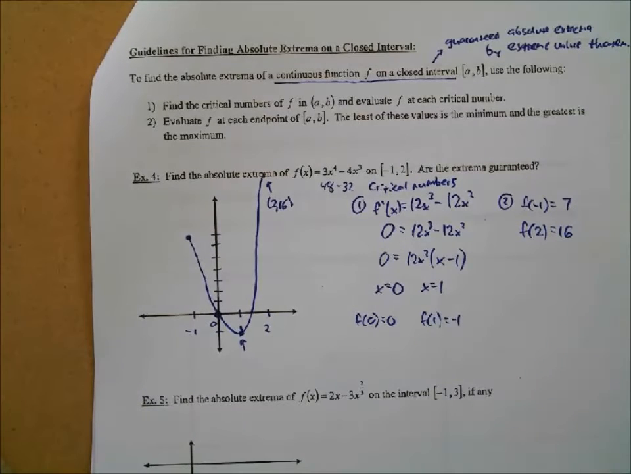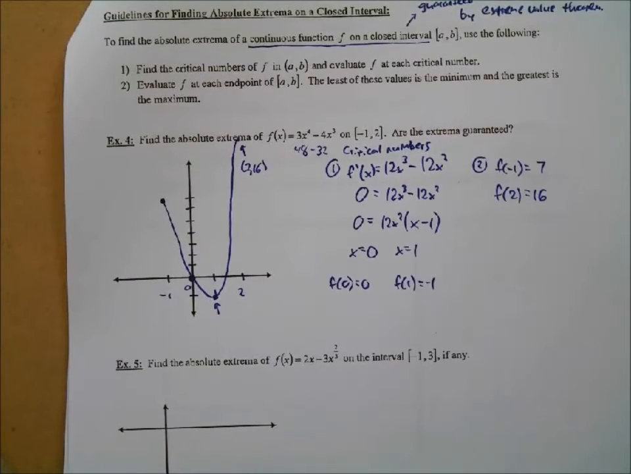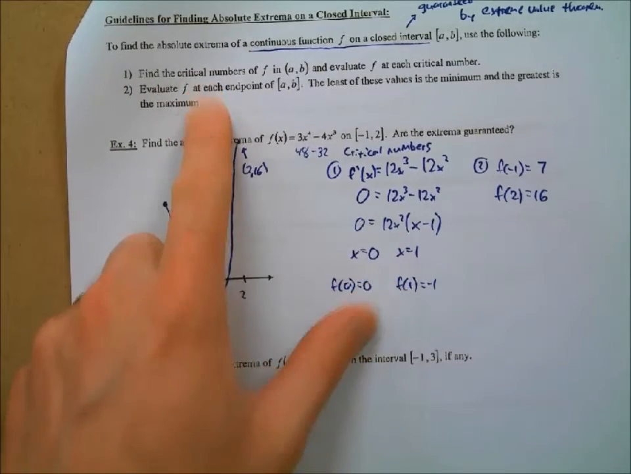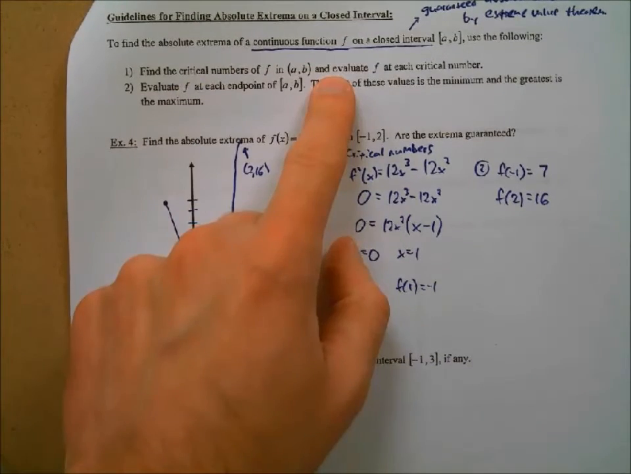Okay? So finding the absolute extrema is kind of like identifying all of the candidates that could be the absolute points. So in other words, what are the candidates? The candidates are the critical numbers. An absolute extrema can occur at the critical numbers, or the absolute extrema could occur at the endpoints of the interval. So you identify all the candidates. First, we find the critical numbers, and then we evaluate all the candidates.